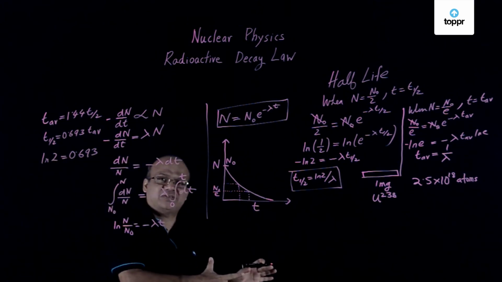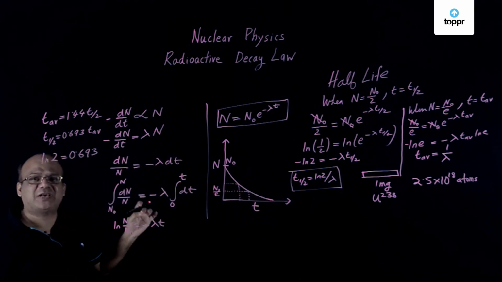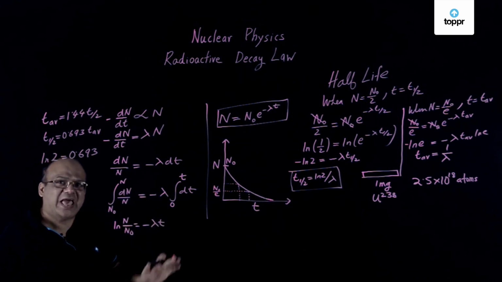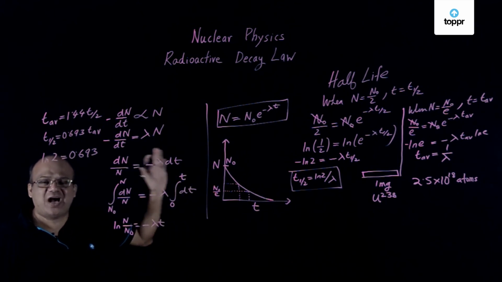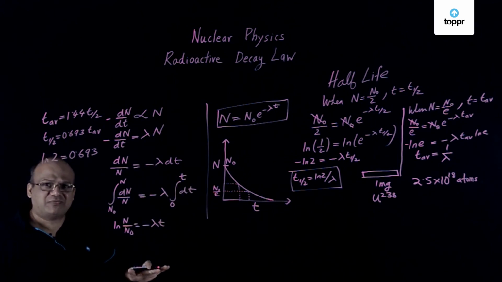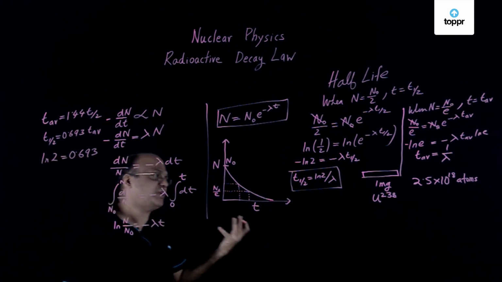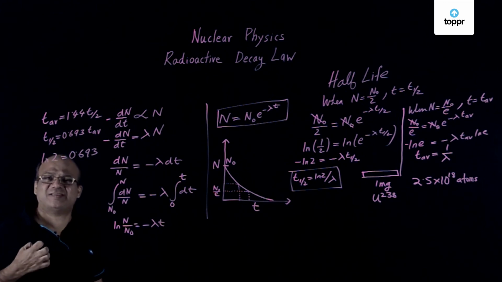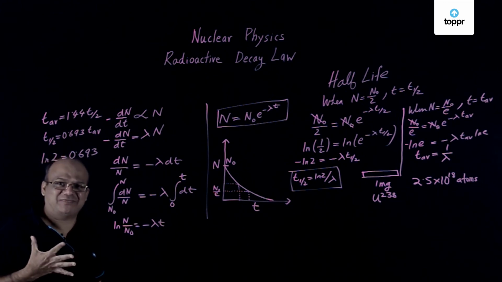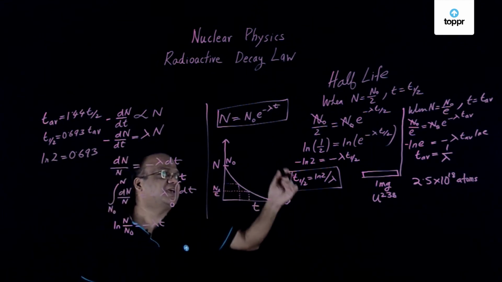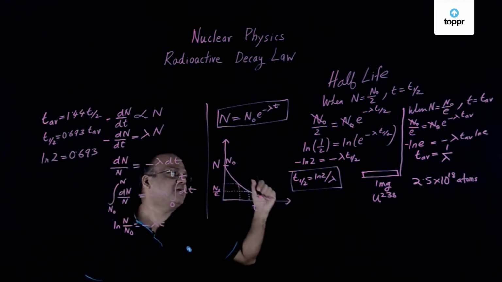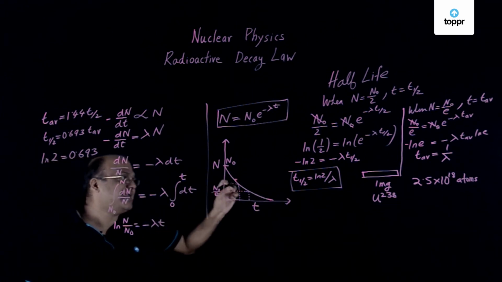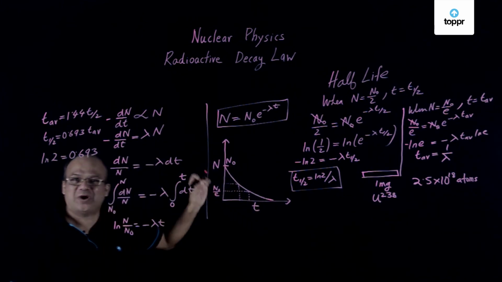The time at which the number of nuclei becomes N naught by e, that is known as average life. Average life is more than half-life. Average life is 1.44 times half-life. And half-life is 0.693 times average life. Half-life is 0.693 by lambda, that is ln 2 by lambda, and average life is 1 by lambda.